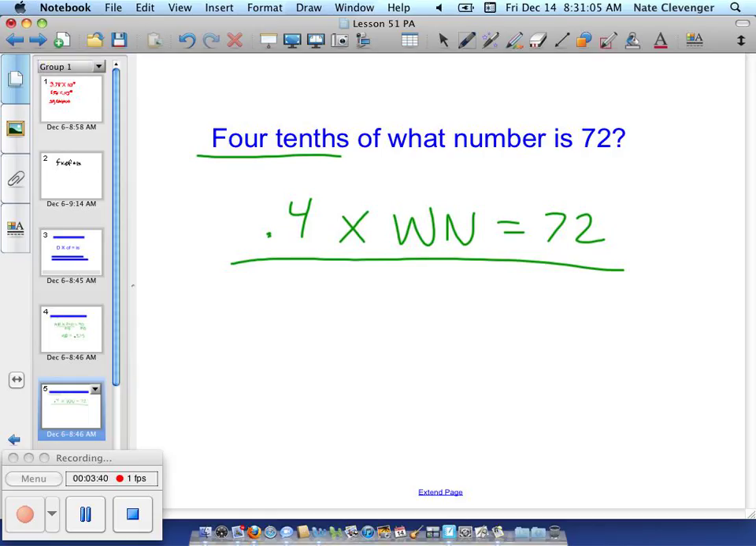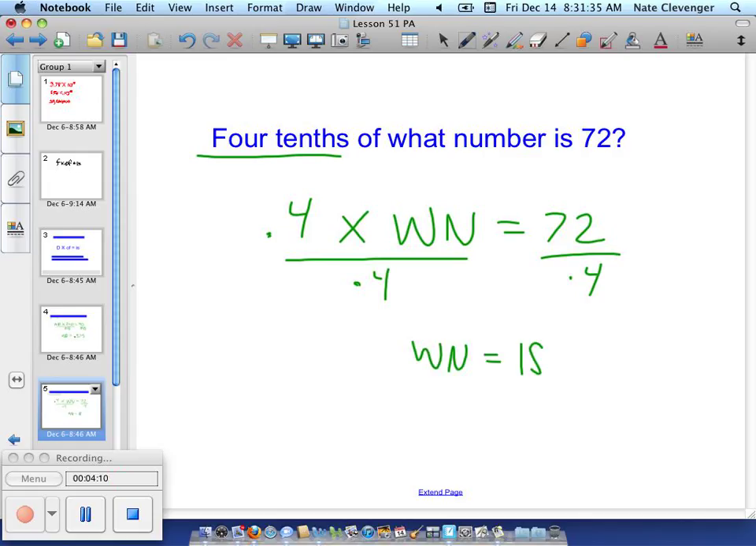What do we need to do here, Brianna, to solve for this? Divide by 0.4. Good. So divide by 0.4. Put that in your calculator, and you should get a whole number value. Chris, there, 180. What do you get? 180. Is that what you had, Chris? No. Make sure you put 72 in first, and then the 0.4. So that was 180.